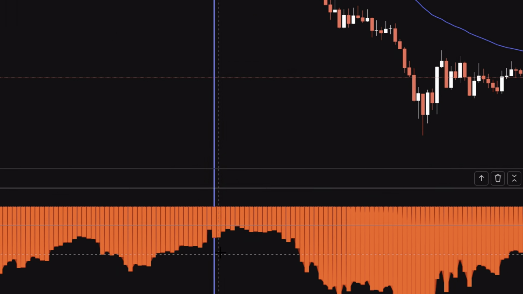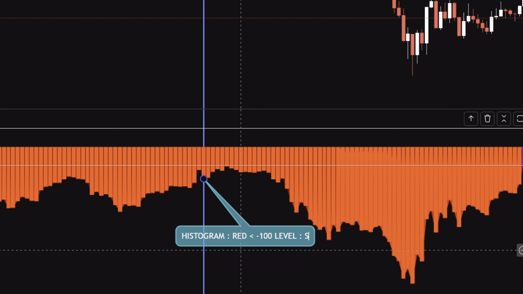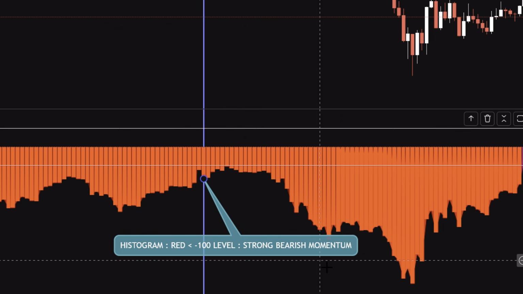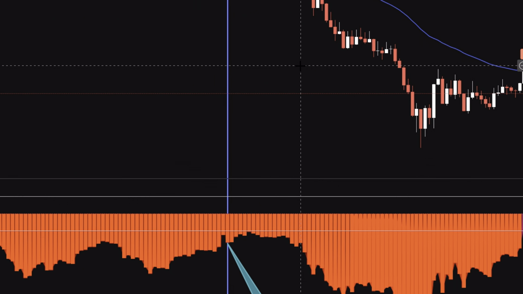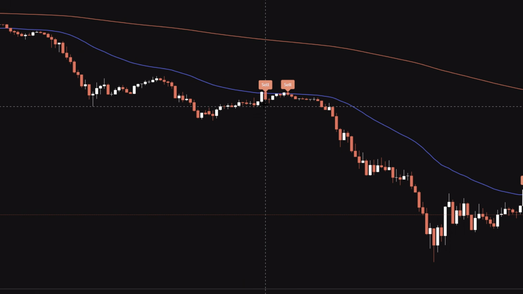And this is critical, that signal alone doesn't get you in the trade. You need to check the range oscillator right now. If those columns are red and sitting below the minus 100 level, that confirms high probability bearish momentum in the market. Now you have alignment: trend direction, pullback, signal, and momentum confirmation. The breakout candle, the one that closes below the short-term EMA, that's your trigger candle. That's your entry.